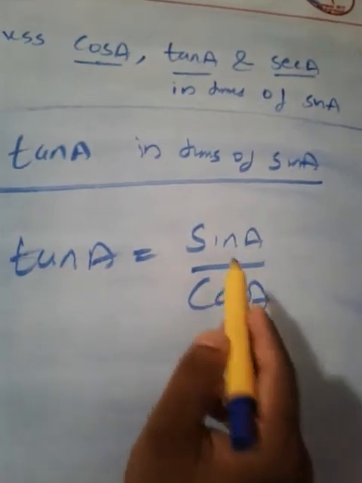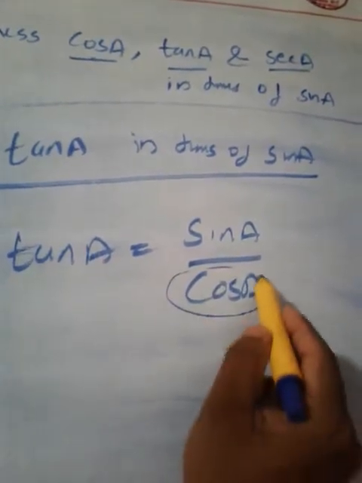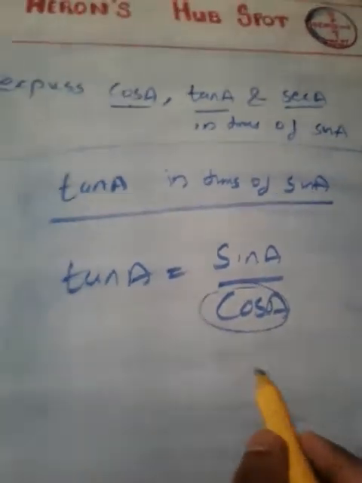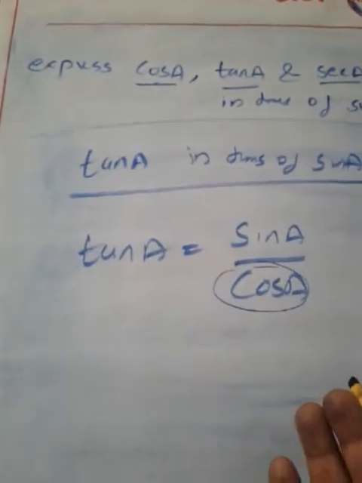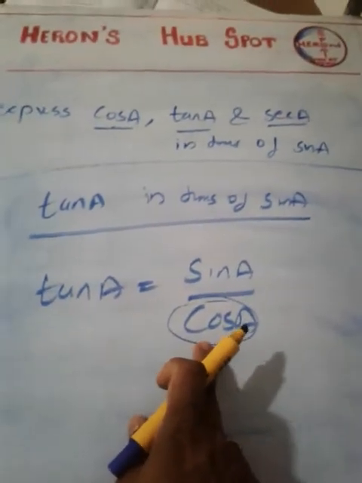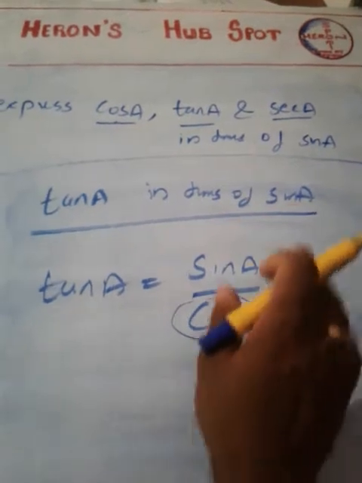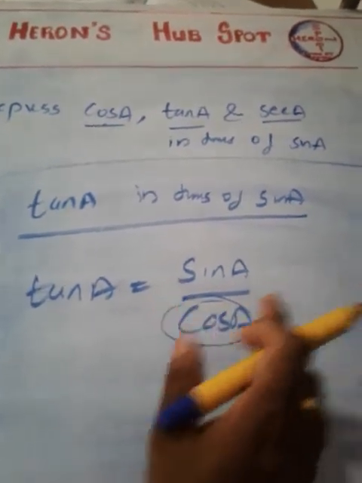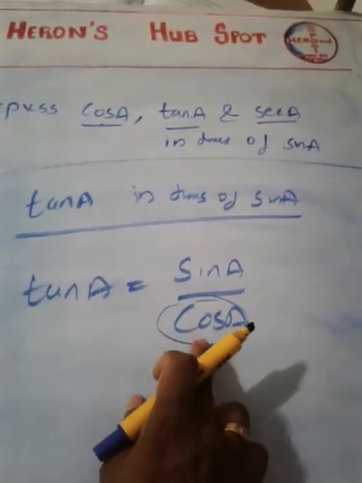Anyway, sin is there, no? But cos also exists. So we have to replace this cos by using some other way, isn't it? We don't want this cos. We have to express the entire thing in terms of sin A. So we have to avoid this cos in terms of sin.